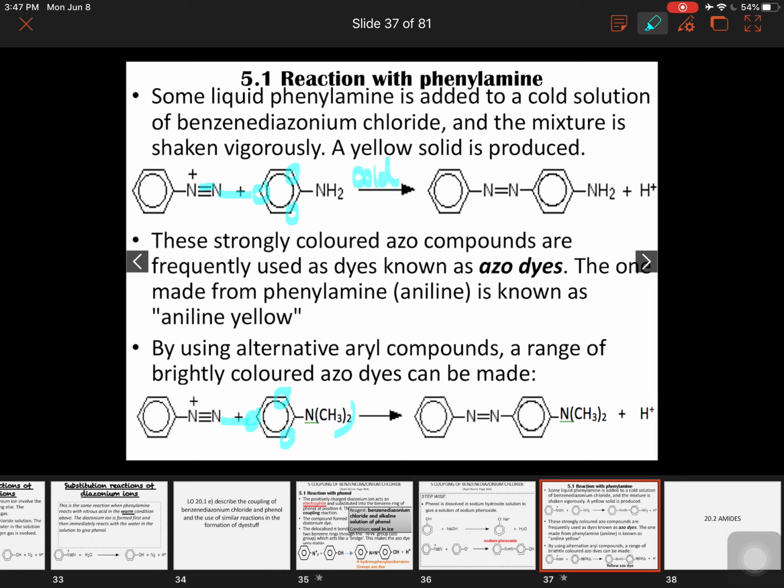So the coupling reaction always happens at carbon number 4 unless carbon number 4 is not available. That means someone else is already sitting there. You cannot just kick it out. Your other product will be H plus. This comes from the dissociation of phenol, when phenol reacts with any base, sodium hydroxide or potassium hydroxide. So this compound below is the main active ingredient in your yellow dye.